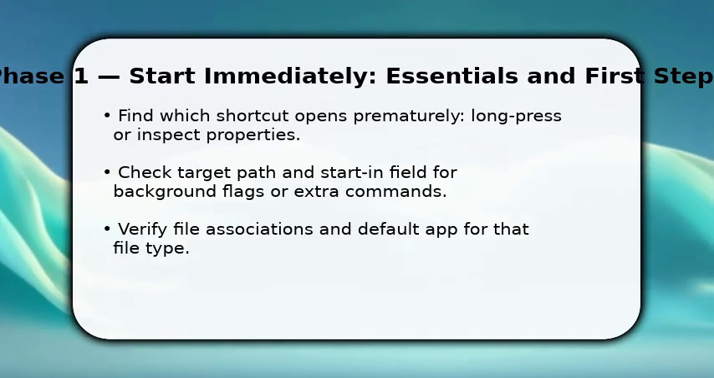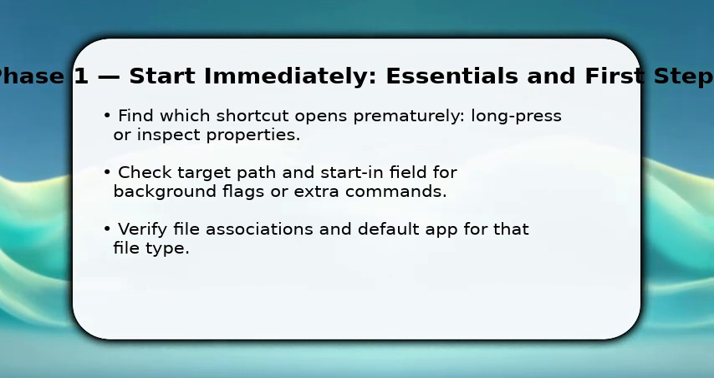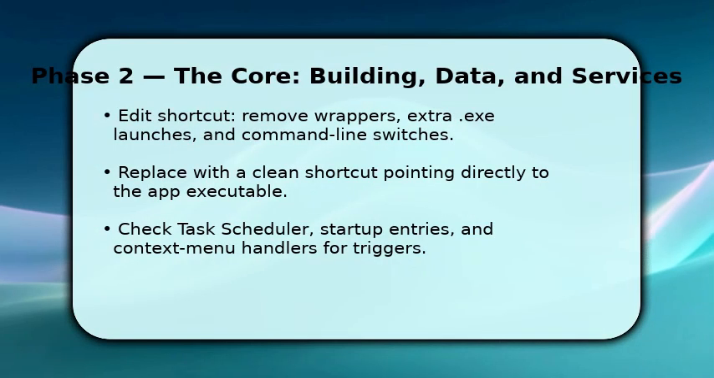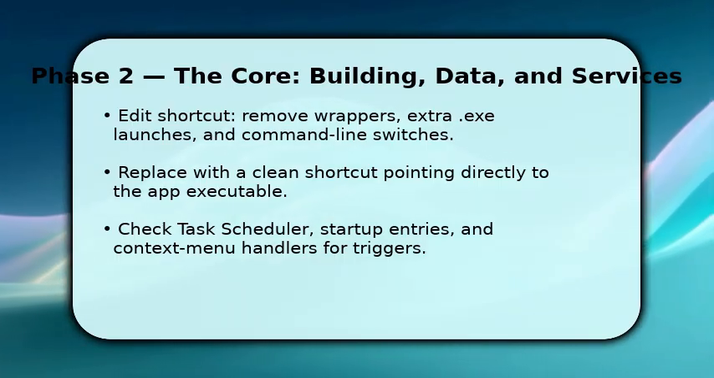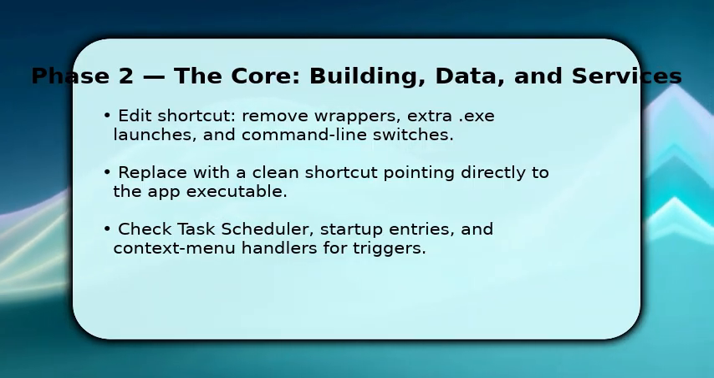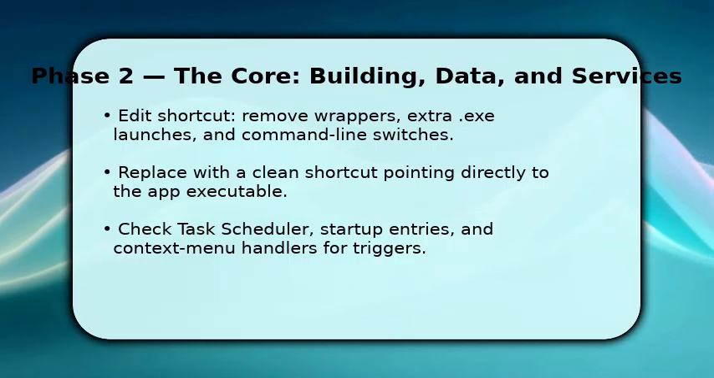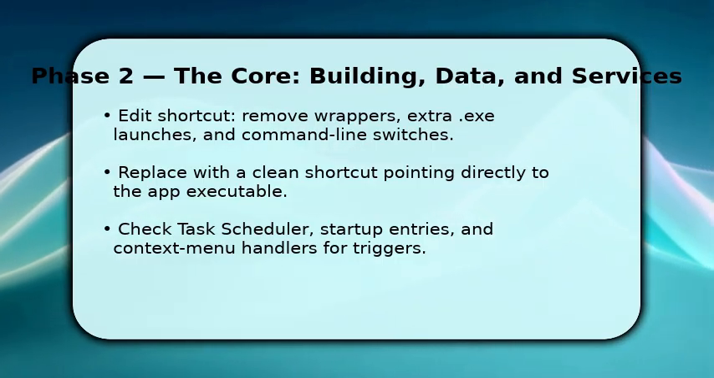If you see a secondary helper in the path, pause. You will remove or isolate it in the next step. Next, remove any intermediary helper or wrapper that launches before the app, edit the shortcut and strip command line switches or chained executables. Once done, create a fresh shortcut that points directly to the app executable, set the desired working directory, and avoid using wrapper scripts.